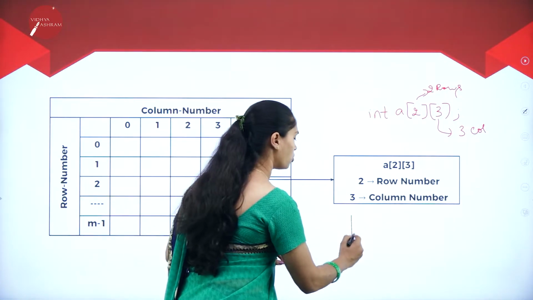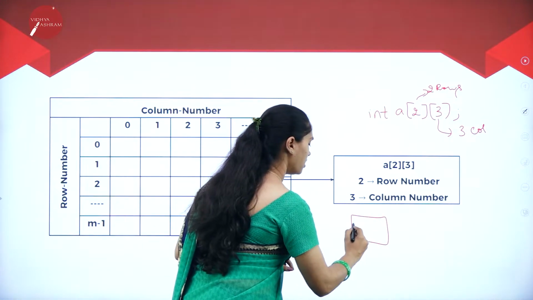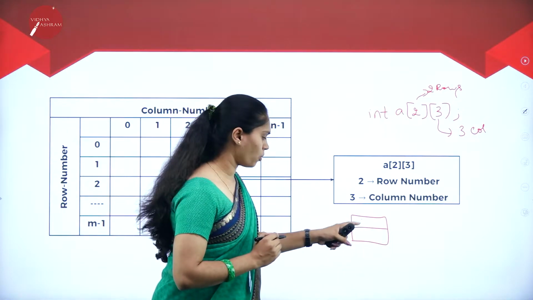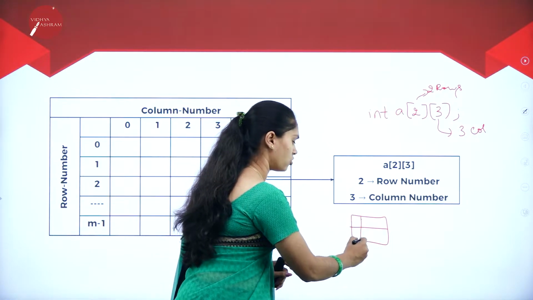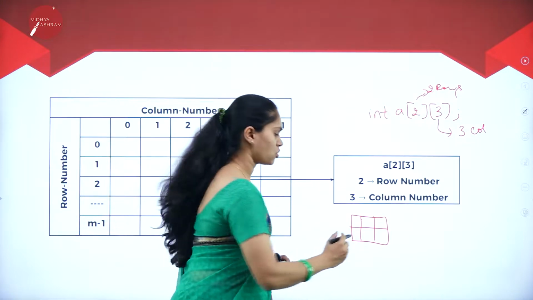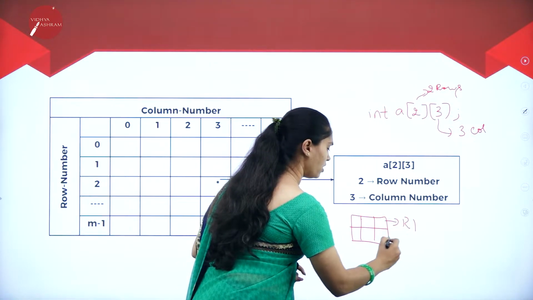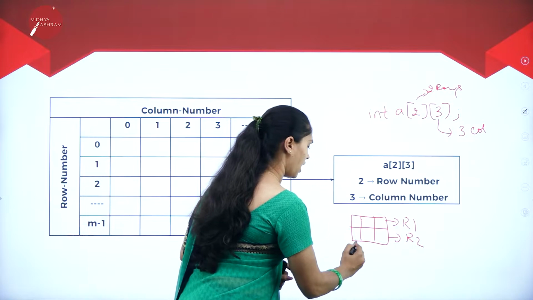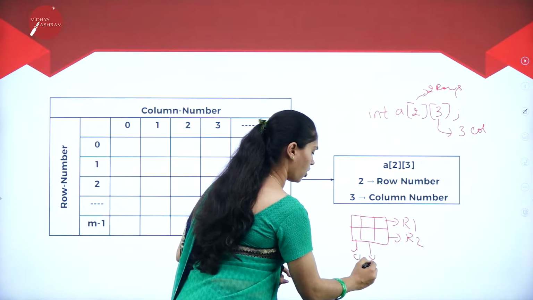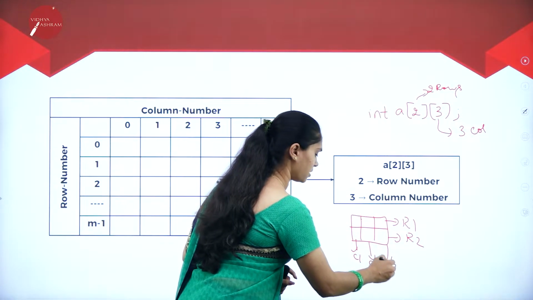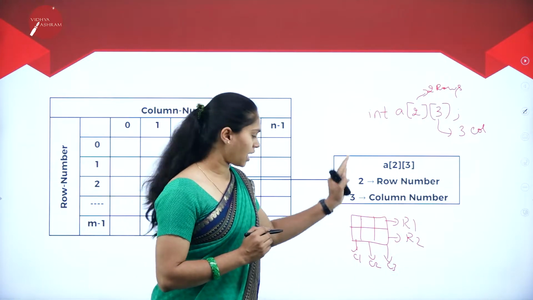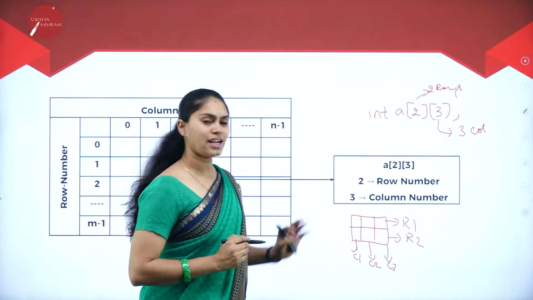How am I going to write 2 rows? Consider it is 2 rows: row 1, row 2. And I have to take 3 columns. So this represents row 1 and this represents row 2, and this represents column 1, column 2 and column 3. That is 2 rows and 3 columns. Okay, so that is the example.